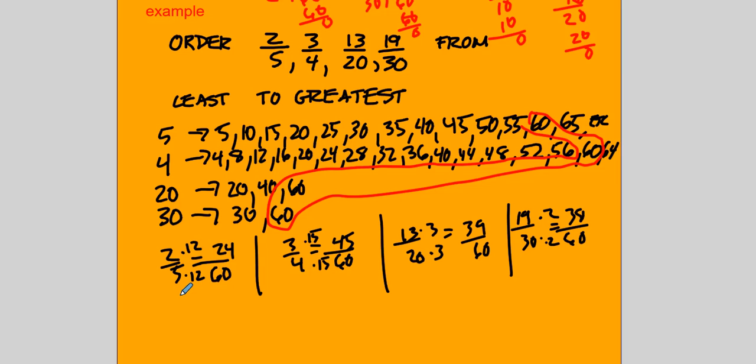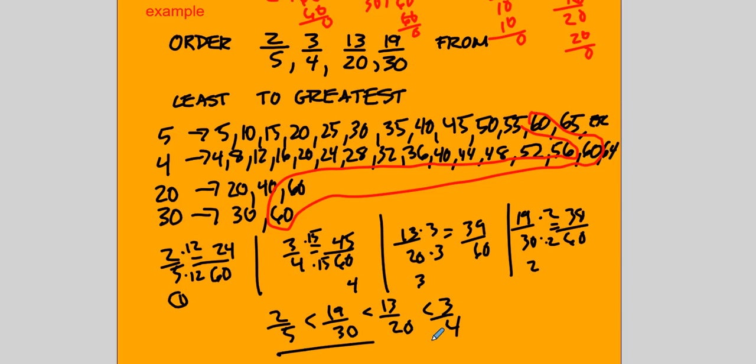So we'll go from least to greatest. There's our smallest, number 1. Number 2 is here, 19/30. 3 is 39/60, and 4 is this. So 2/5 is less than 19/30. Again, remember the inequality sign opens up to larger numbers, points to the smaller one. Then 13/20 and 3/4. So those are our 4 fractions ordered from smallest to largest.